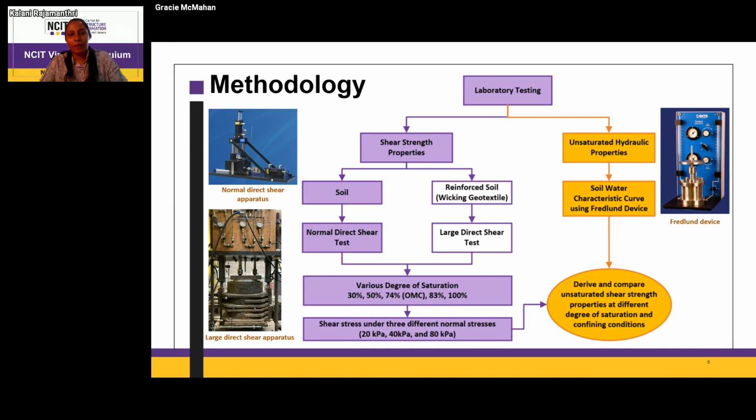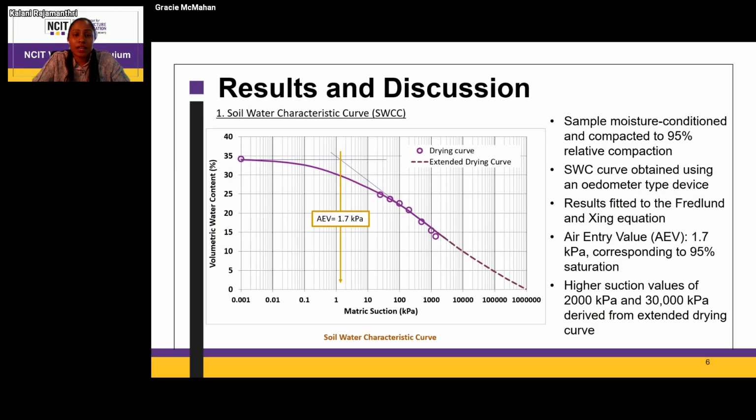Next slide, please. Under the results and discussion, first let's look at the soil water characteristic curve. The soil water characteristic curve shows how soil retains moisture at different suction levels, or different negative water pressure levels. Samples were compacted to 95% relative compaction, and we used an oedometer-type device, the Fredlund device, to gather the data and fit it to the Fredlund and Xing equation.